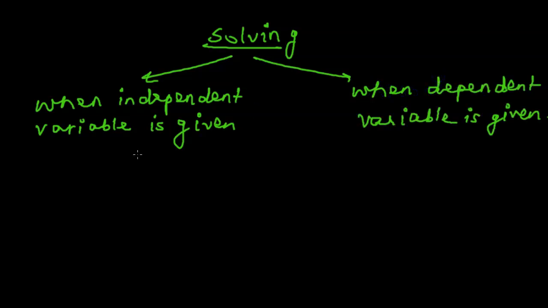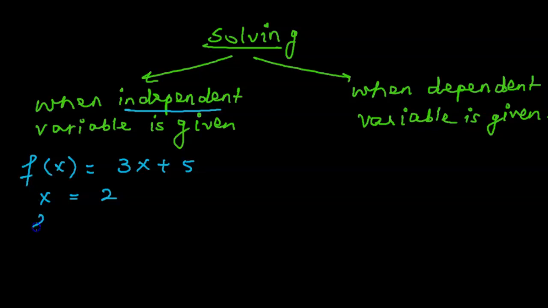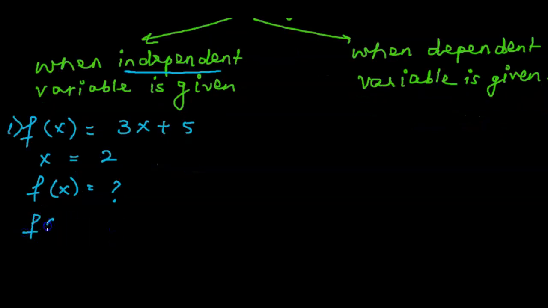Now we know the independent variable is what the function depends upon. So when the independent variable is given, let's say the equation is f of x equal to 3x plus 5 and we are given x equal to 2. If the independent variable is given, we would definitely be asked to find out the dependent variable, and the dependent variable is f of x. Now if we want to find out the value of f of x when x is equal to 2, how do we write this equation?